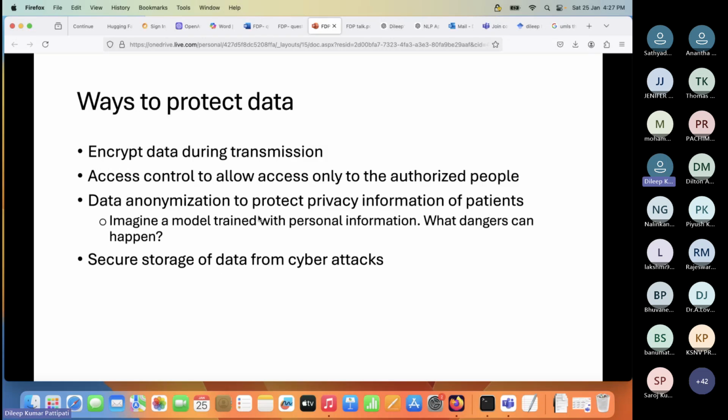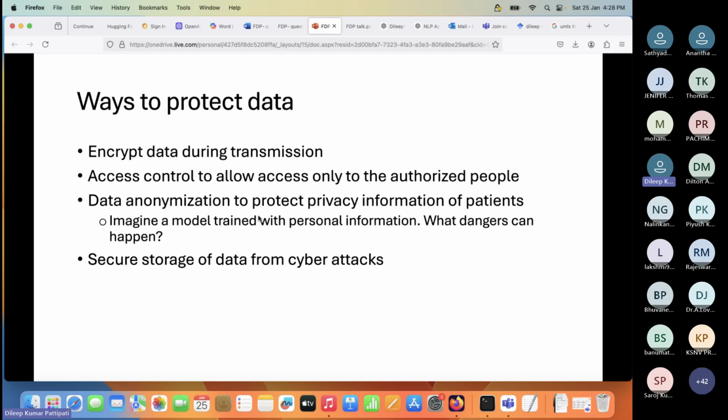So what are the ways to protect data? If you are transmitting it from one place to another, you need to encrypt the data, and towards the end it should be decrypted. You should also restrict the people who have access to the data. An access control mechanism should be brought into the picture.